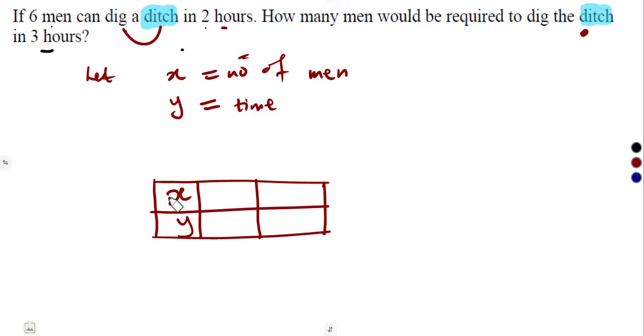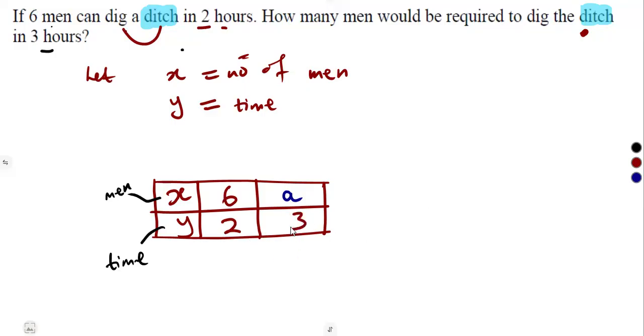Remember X, number of men. Let me just write it so that we do not confuse each other. This is time. So X is the number of men, 6 of them. We are given X, number of men, 6. Can dig in what? 2 hours. Y there is time. Then how many men? The number of men we do not know, so you can just call it A. Can dig a ditch in what? 3 hours. Time is given there as 3 hours.